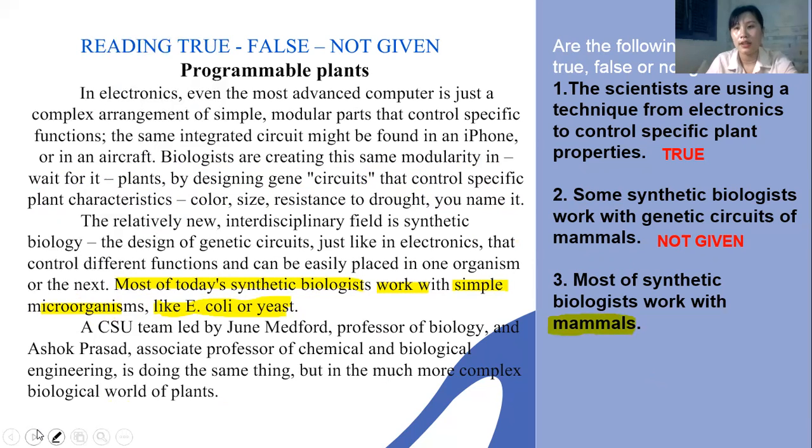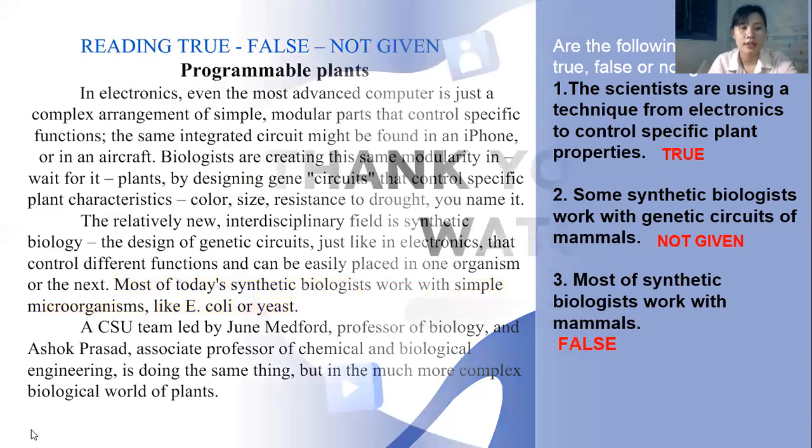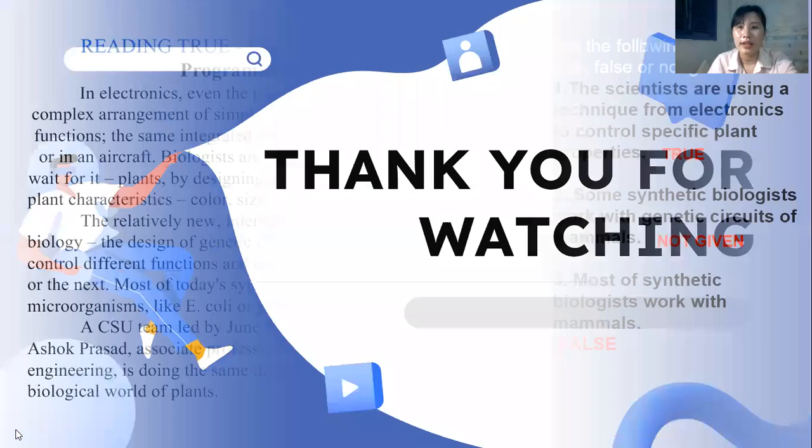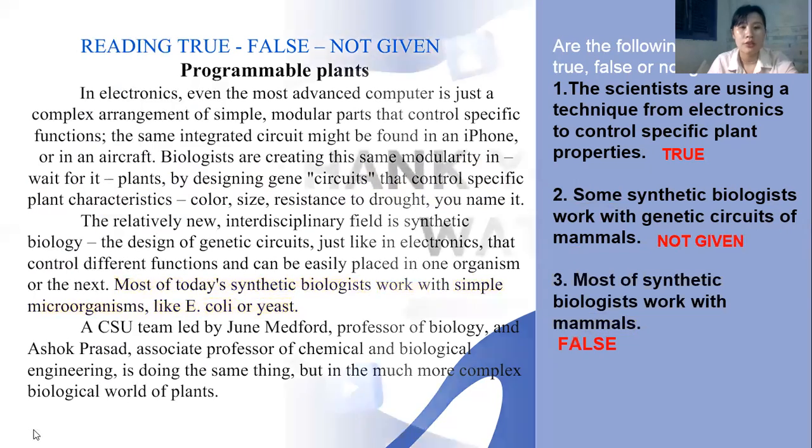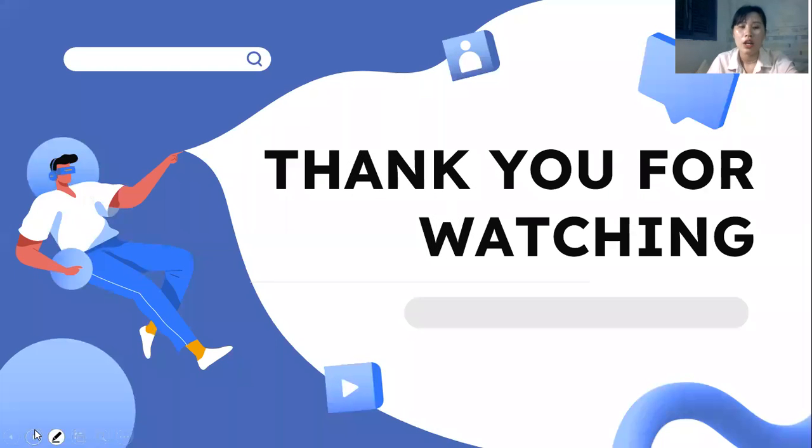So the answer is false because it is the opposite to the reading text. You got it? Okay, it's so easy, right? So that is the end of the True, False, Not Given reading questions today. I hope you understand how to deal with reading True, False, Not Given.